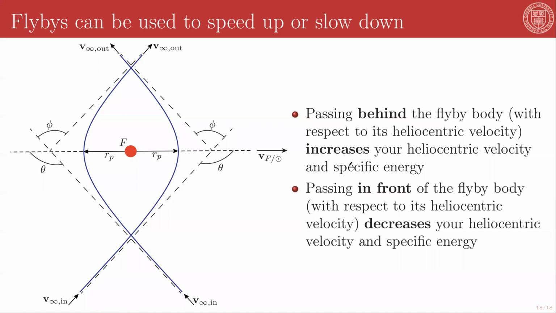Both of these maneuvers are equally important. If we are trying to get as far away from the sun as possible, as quickly as possible, then we will want to increase our velocity and specific energy. But on the other hand, if we are trying to create a stable orbit around some other body in the solar system, we may very well be wishing to shed some velocity and to shed some energy.